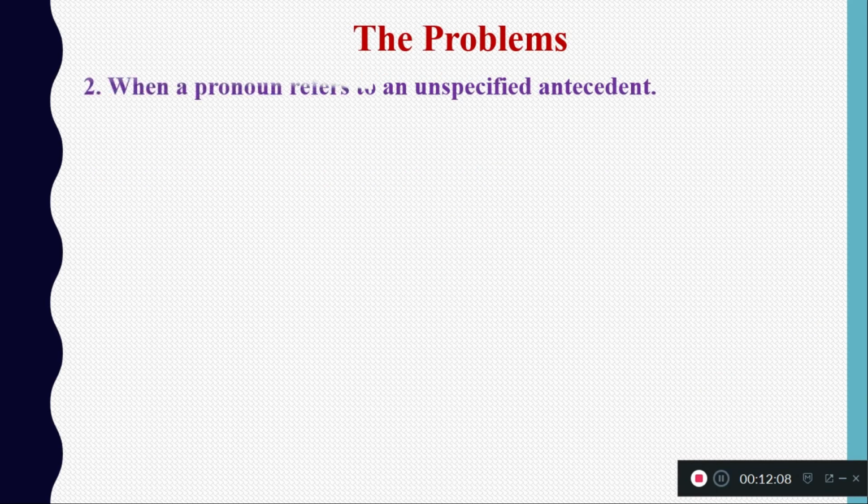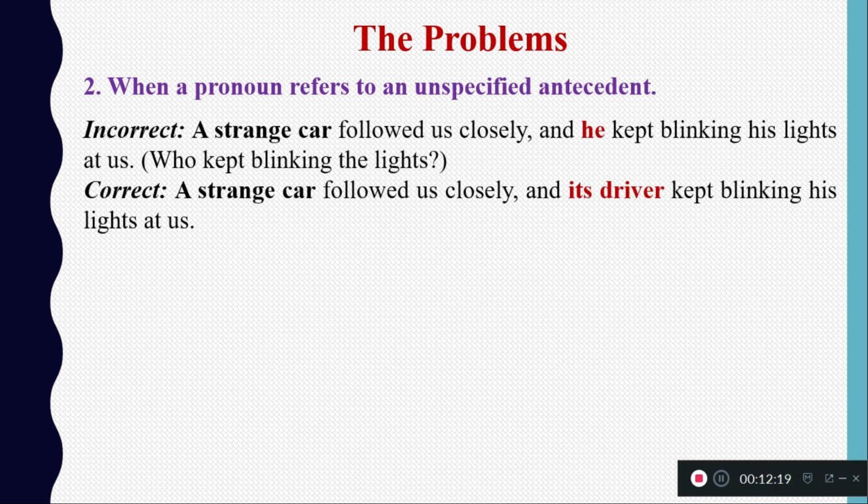Secondly, when a pronoun refers to an unspecific antecedent, you may face difficulty in fixing inaccurate pronouns. For example, "A strange car followed us closely and he kept blinking his lights at us." Here the question arises, whom does "he" refer to, or who kept blinking the lights? So it must be fixed by mentioning the antecedent. In this way: "A strange car followed us closely and its driver kept blinking his lights at us."